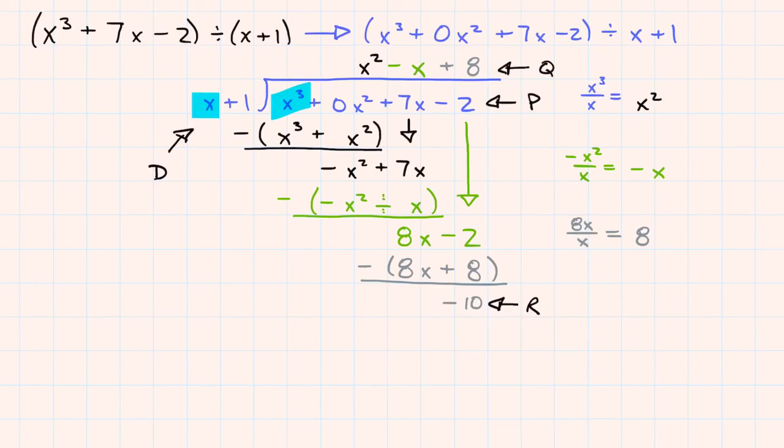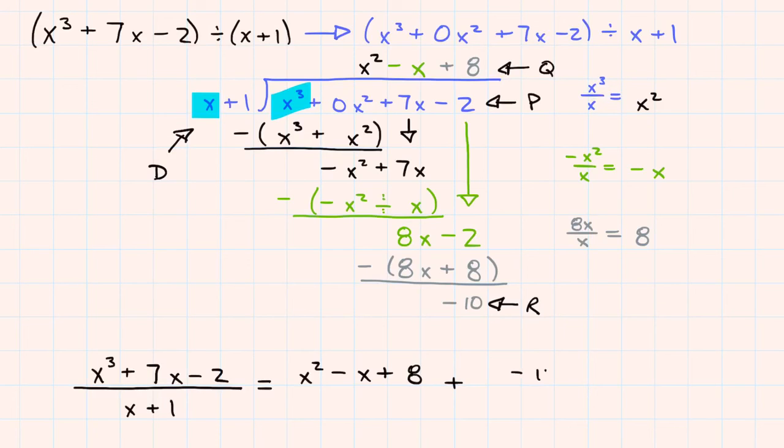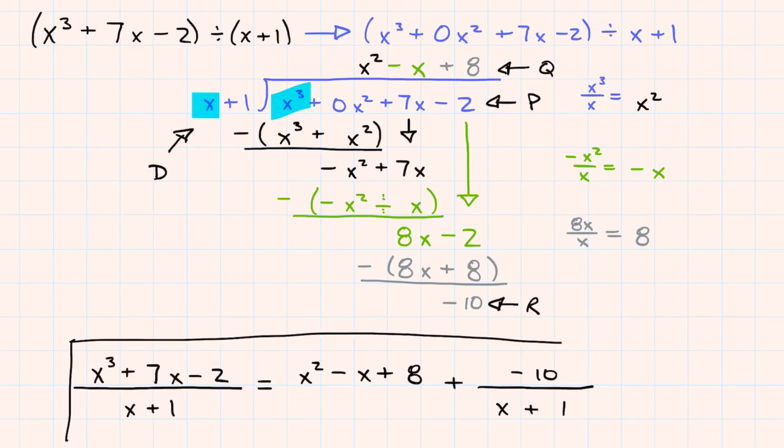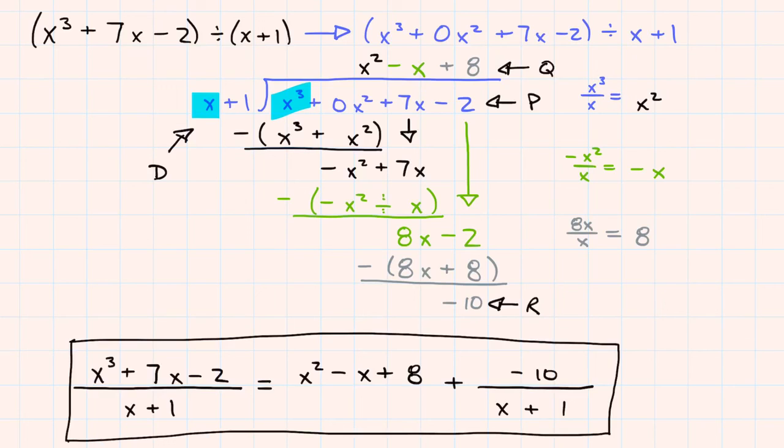With that, we can write our division statement, and from now on I'm always going to write it in P over D equals Q plus R over D form. So it's x cubed plus 7x minus 2. I'm not going to put the placeholder into the answer. All over x plus 1 equals the quotient x squared minus x plus 8, plus the remainder, which is negative 10 over x plus 1. If you wanted to, instead of going plus negative 10 over x plus 1, you could also go minus 10 over x plus 1. Both would be acceptable.